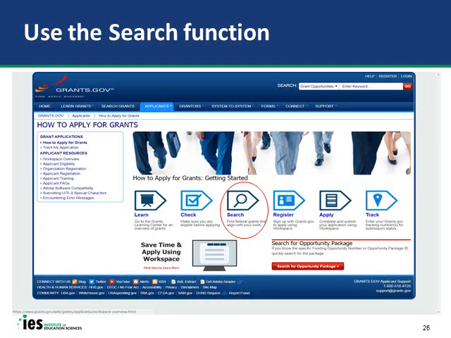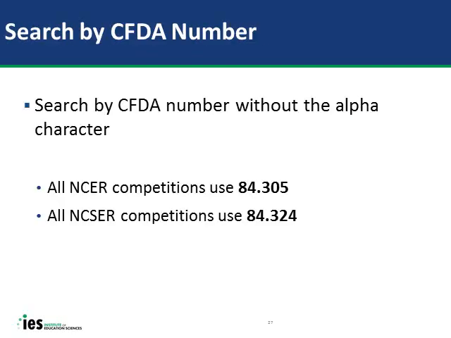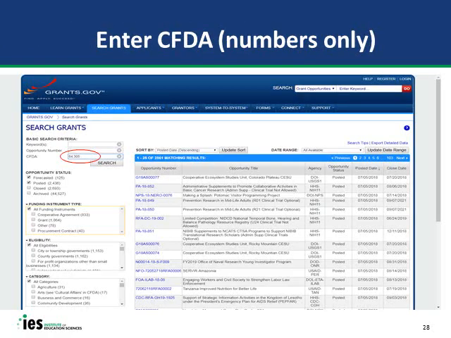The easiest way to find the application materials for your competition is to use the search function in Grants.gov, circled in red. Search by CFDA number for the competition you wish to apply to, without the alpha character. As a reminder, all grant competitions offered by NCER use 84.305 as the CFDA number, and all those offered by NCER use 84.324. Search by CFDA using the numbers only.